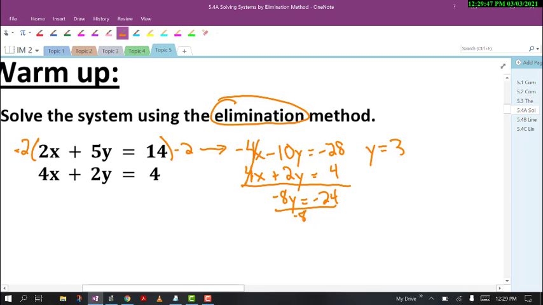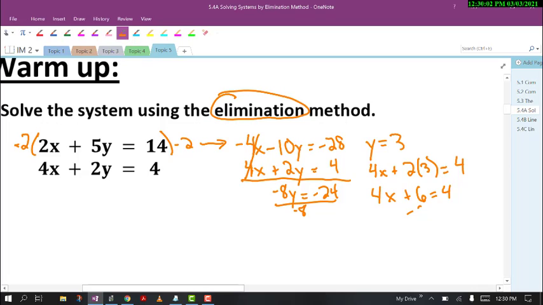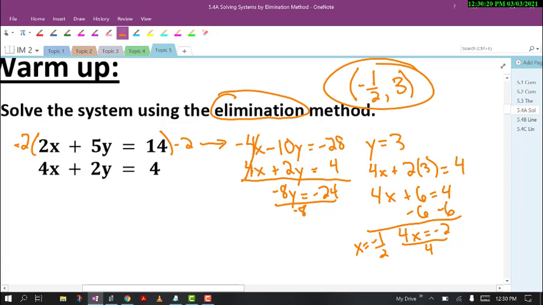We're not done yet, we need the x value, so either equation will work. I'll use the second one. Plug in that y and solve for x. So that's 4x plus 6 equals 4. Subtract 6 from both sides. 4x equals -2. Divide by 4. And x equals -1/2. So our solution is (-1/2, 3). So it's an ordered pair, just like we always have for systems.